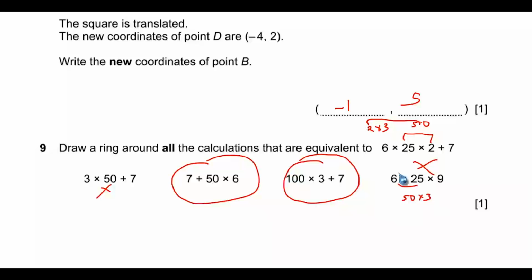So that is, I split 6 into 2 by 3. If you now multiply 25 by 2, you have 50. So you're left with 50 times 3. Then you still have times 9 again. So this is going to be a very big number. So these are the two correct options. So let's go to the next question.